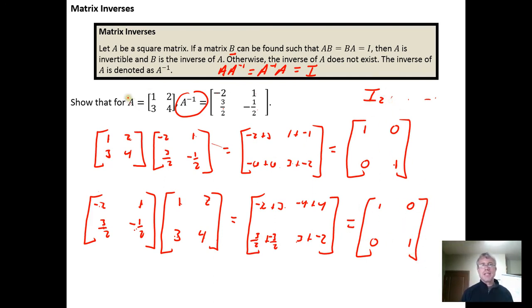So this verifies that A and A inverse are actually inverses of each other. Again, the big idea is we have an identity element I, which is the identity matrix, and we need to show that the product of the matrices equals I if we're going to verify that we have matrix inverses, or multiplicative matrix inverses.